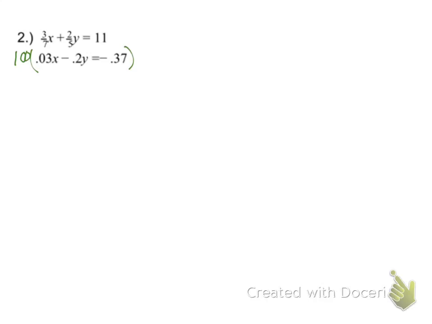Now remember, this is getting distributed all the way across, guys. So when I move the decimal, it becomes 3x minus 20y equals a negative 37. That's not too bad, right?